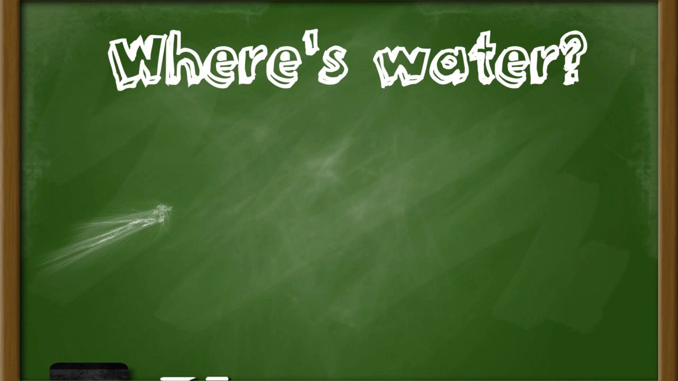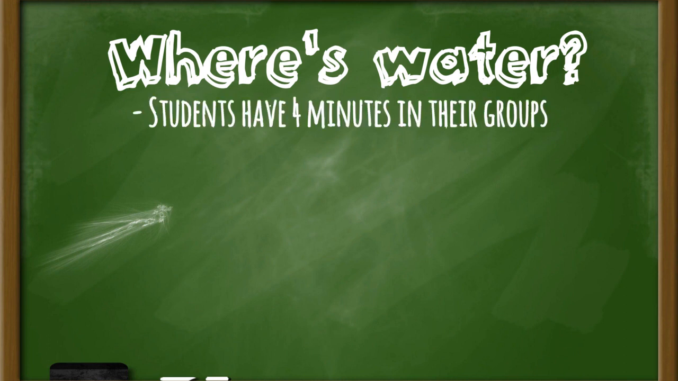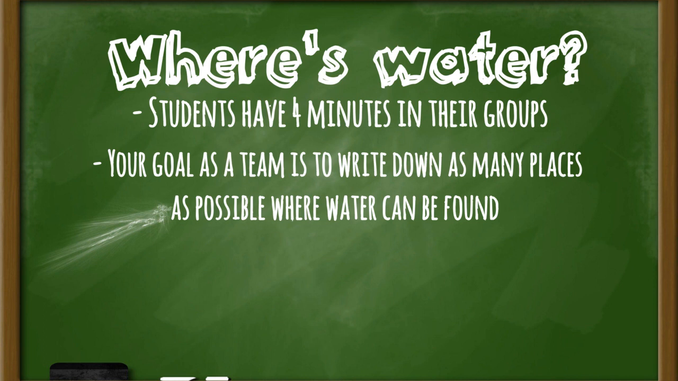Now that we're in our groups and we have our supplies, let's go over how to do this activity. The first step is each of your groups will have 4 minutes to complete the mission or achieve the goal. The goal that you are trying to achieve as a team is to write down as many possible places where water can be found.